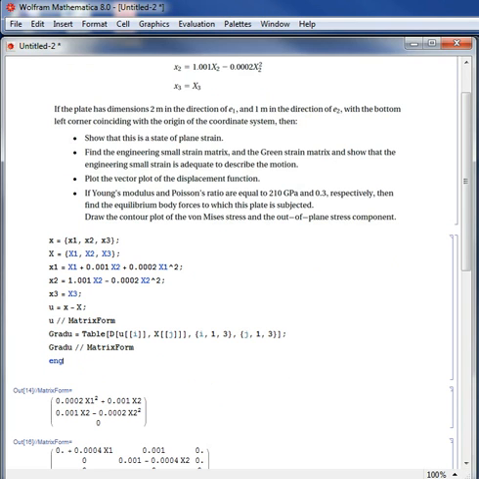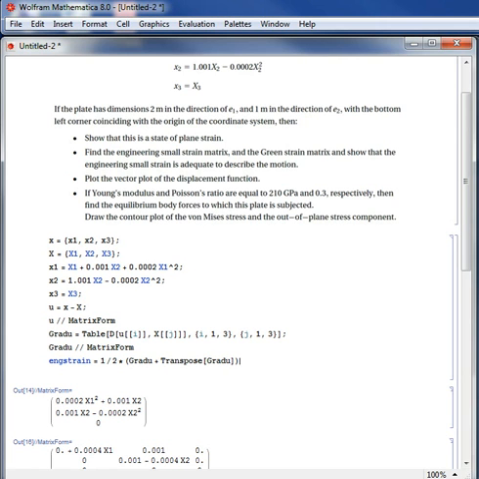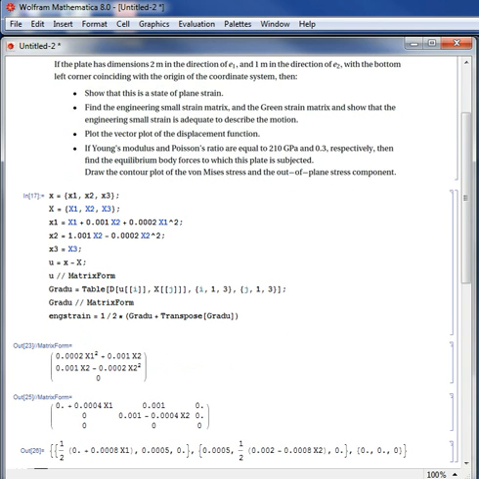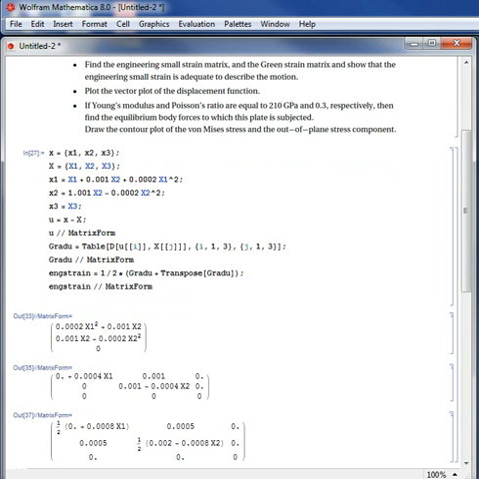The engineering strain matrix is equal to 1 over 2 multiplied by the gradient of U plus the transpose of the gradient of U, and shift enter. I should view it in matrix form, and here's the output. And you could see, indeed, it's a state of plane strain because I only have epsilon 1,1, epsilon 2,2, and epsilon 1,2.